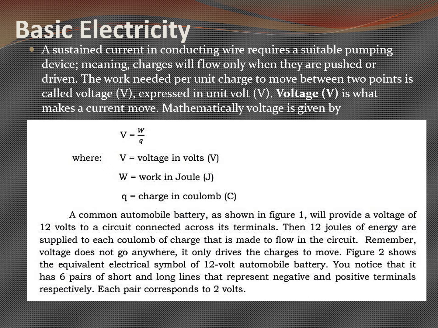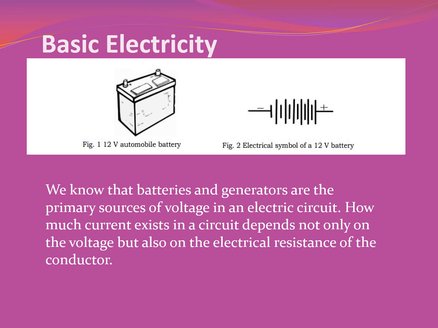Figure 2 shows the equivalent electrical symbol of a 12-volt automobile battery. You notice that it has 6 pairs of short and long lines that represent the negative and positive terminals respectively. Each pair corresponds to 2 volts. As I mentioned earlier, this is figure 1, the automobile battery, and figure 2 is the representation of the electrical symbol of a 12-volt battery.